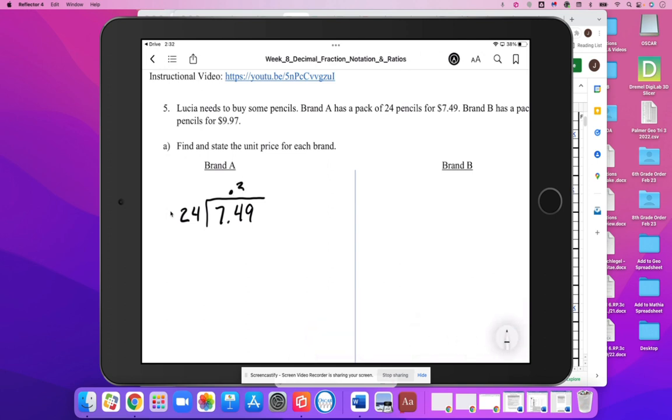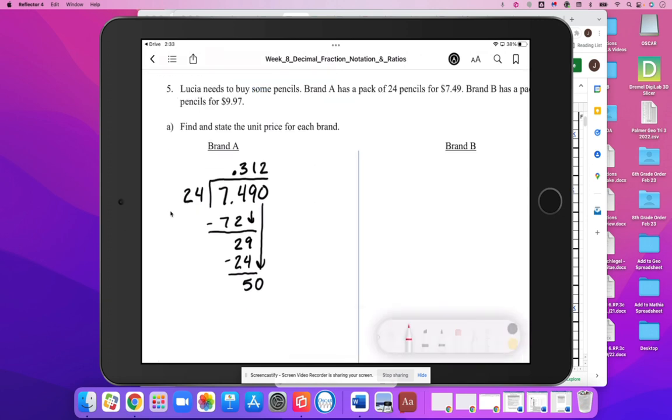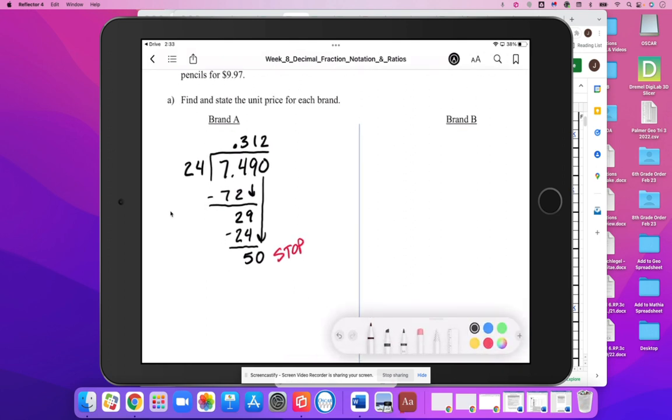That's going to be 72. 74 minus 72 is 2. Bring down our 9. 29. 0.31, so that would be 31 cents, but we've got to be careful to make sure that we do our rounding correctly. So subtract 24. We need one more decimal place in order to be able to round. That's 5. We need to add a 0. Bring that 0 down. 24 goes into 50 twice. So I can stop now because I've got enough to talk about money. That looks like it's going to round to be 31 cents per pencil.